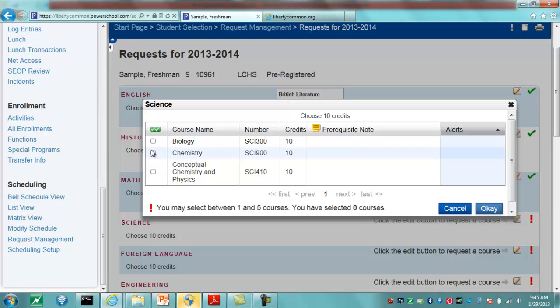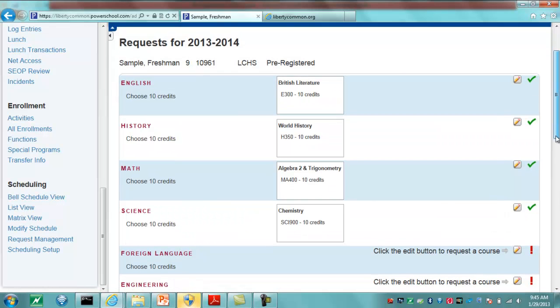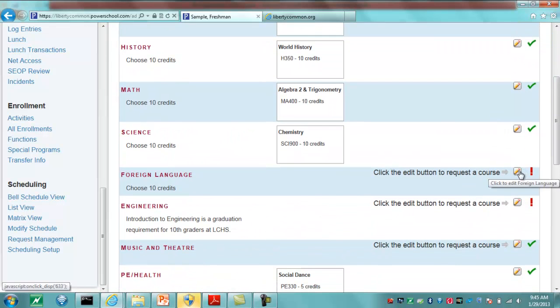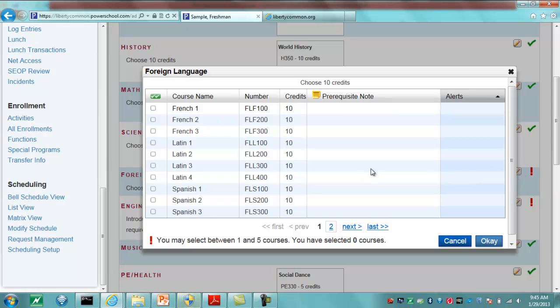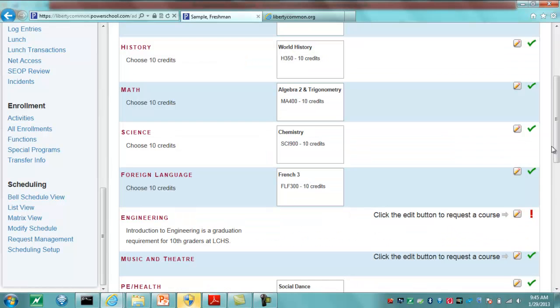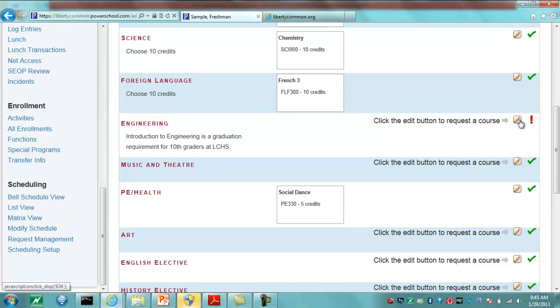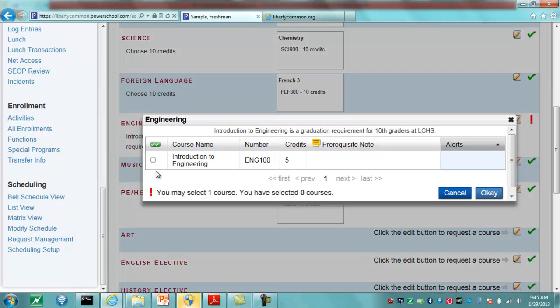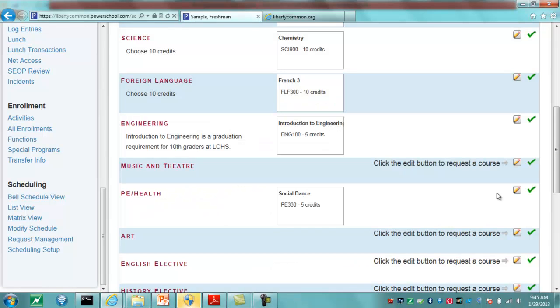Okay, moving along, if we go to foreign language, students are required to take 3 years of foreign language while you're in high school, so you're definitely going to take a foreign language in 10th grade, and you would select the next language in the sequence for you. Engineering. All 10th graders are required to take Introduction to Engineering, so you should definitely select that class.